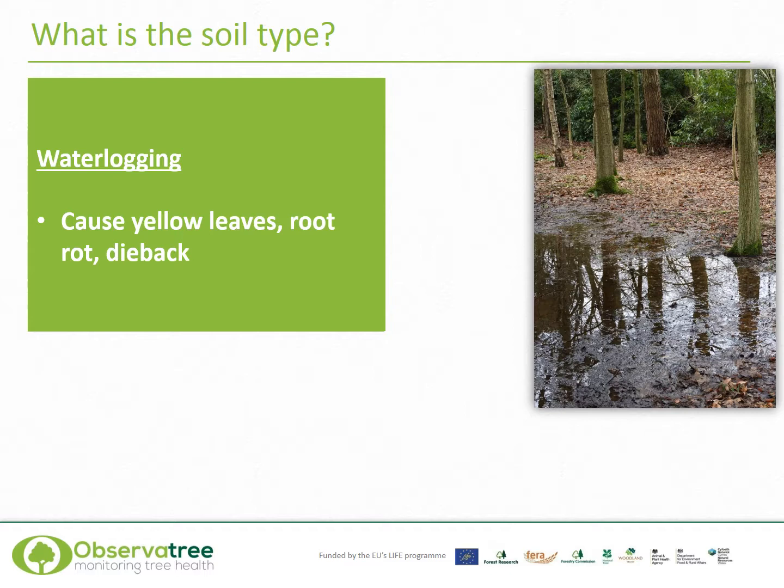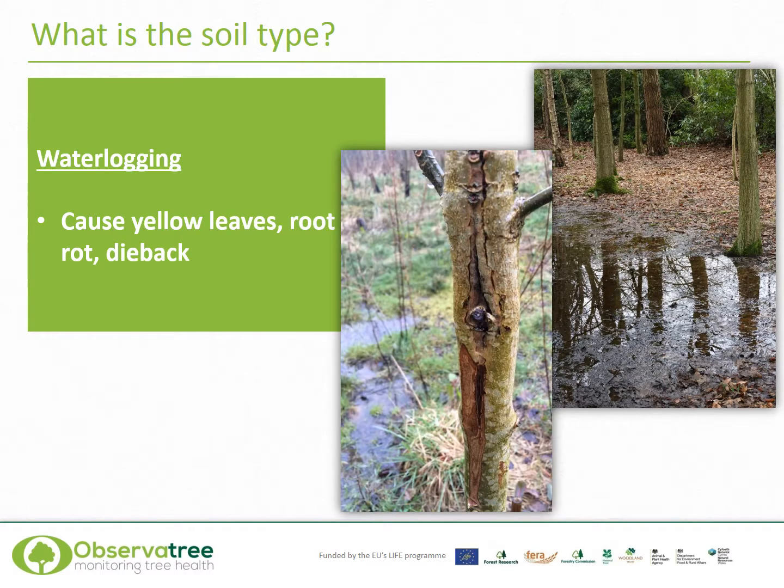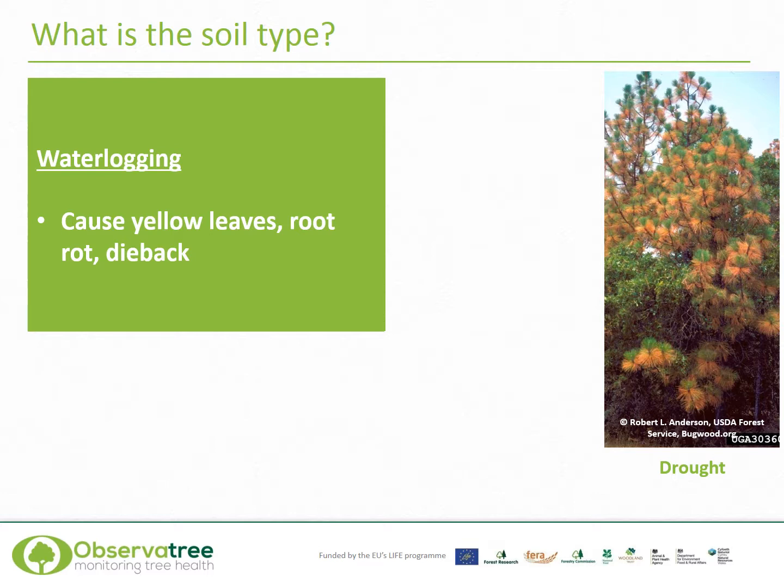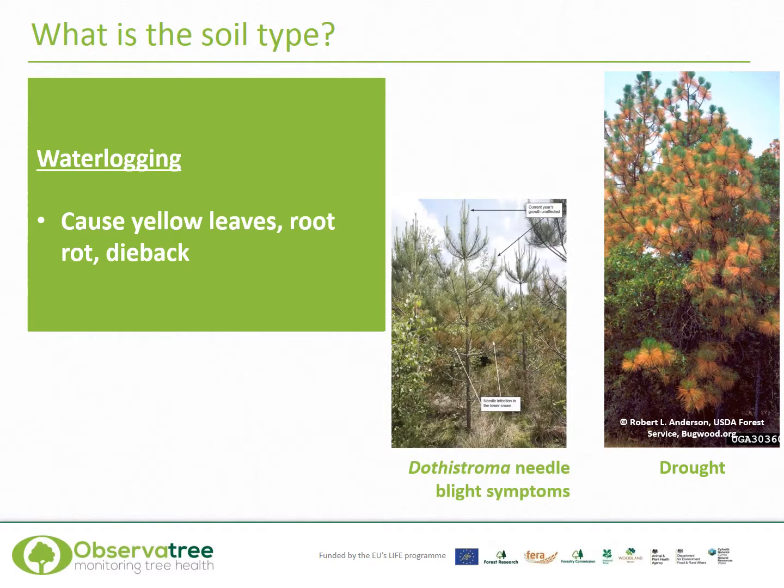Soil condition can sometimes change suddenly. In cases of extreme weather, the tree may suffer from drought or become waterlogged. Both can have severe implications for a tree that is unable to adapt quickly to dramatic changes. This image shows drought damage on a pine tree. This could easily be confused with damage caused by pathogens, including Dothistroma needle blight.